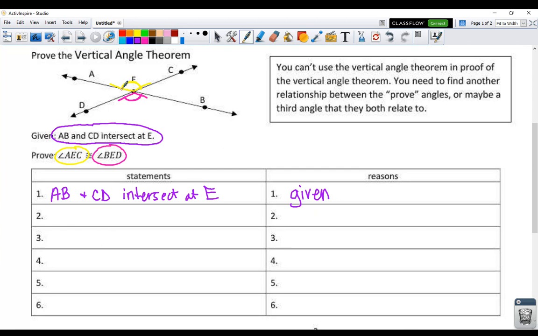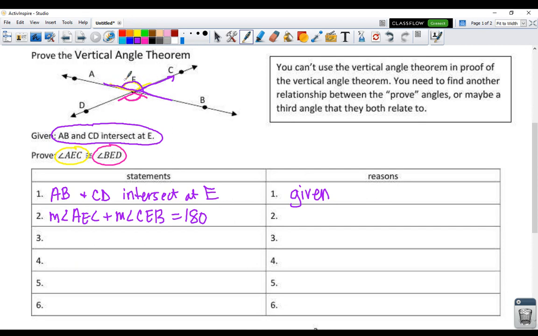The first thing we're going to do is notice that these 3 points, A, E, and B, are collinear, and this is of course an angle. One thing we could say is that these two angles add up to 180. This is a true statement because we have intersecting lines. So the measure of angle AEC plus the measure of angle CEB equals 180, and that is because these points are collinear.